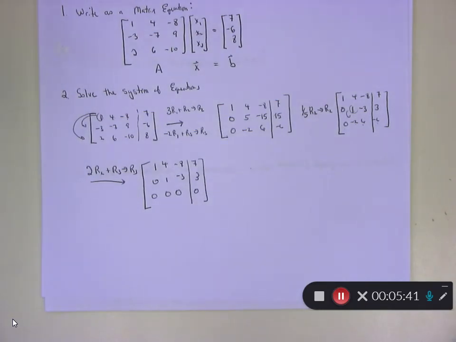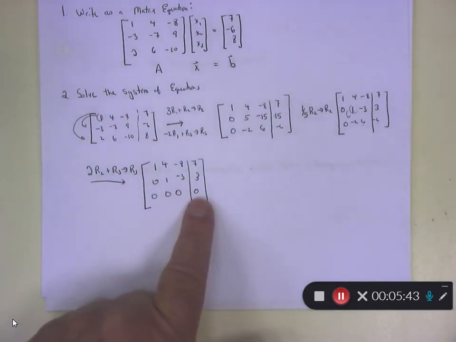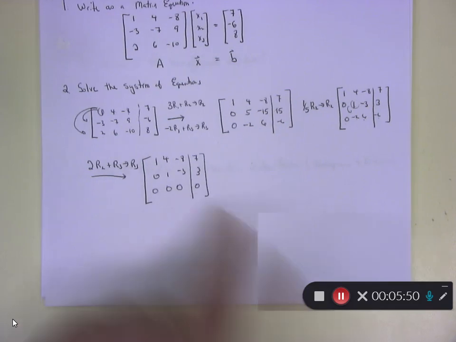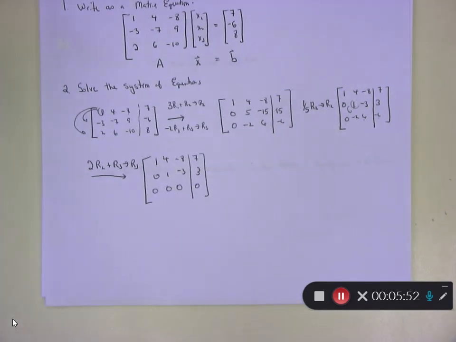Does that make sense? If this last column was a number and not 0, what would the answer have been? Inconsistent, and you're done. But this one is, so we keep going. I got one more move to make. What's my last move?